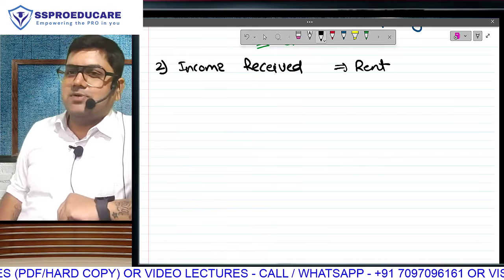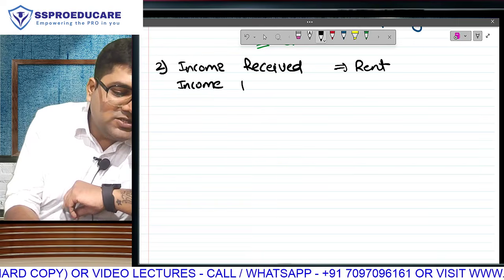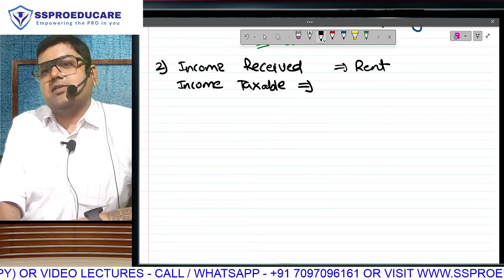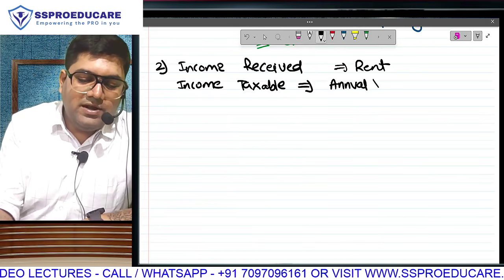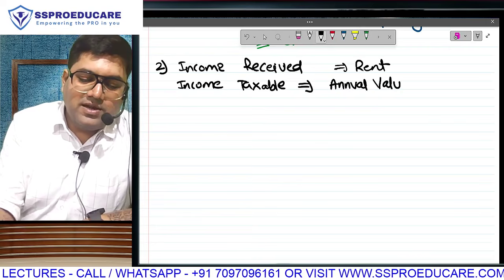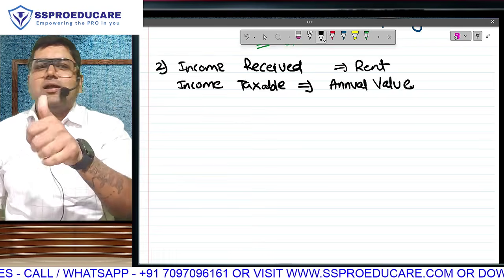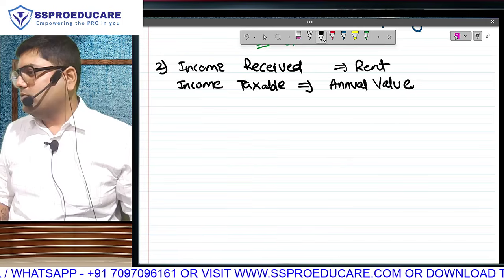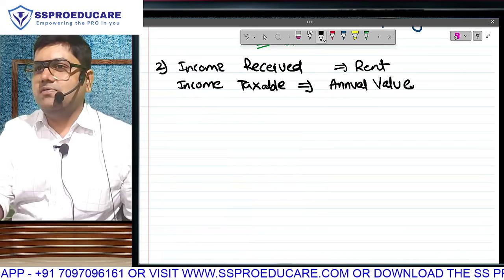Now look at what this chapter says. The income that you will pay tax on is not that amount which you have received. The income that will be taxable is an amount called the annual value of the property. मतलब the rent that you are getting is not taxable. जो amount मिल रहा है that is not taxable. Tax has to be paid on annual value.